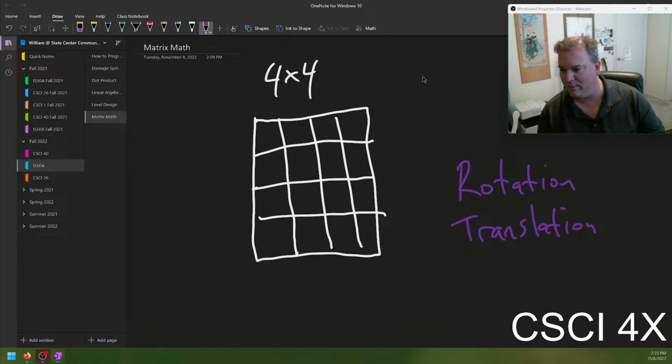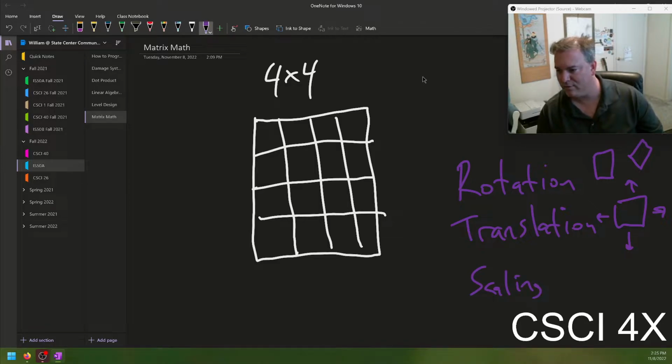Translation means moving things around. You have a box, you can move it southwest, east, north. Rotation means you can take the box and then rotate it like this, right? And then what's the third thing? Scaling. Yeah. Rotation, translation, and scaling. So you have a small box and you make a big box or a rectangle. It doesn't have to be uniform scaling, or you can make an itty bitty tiny little box.